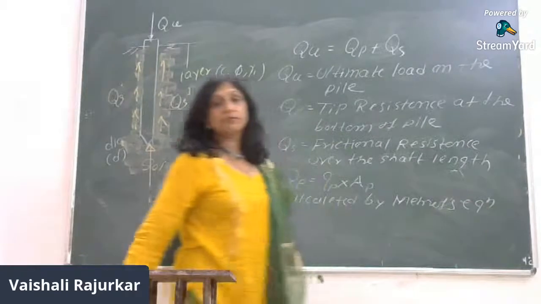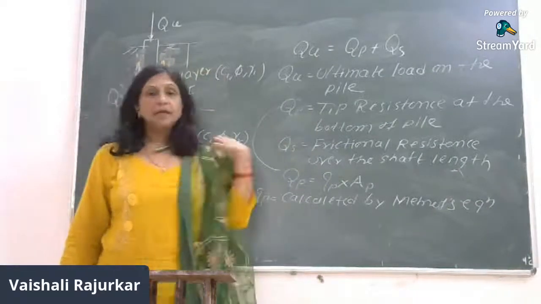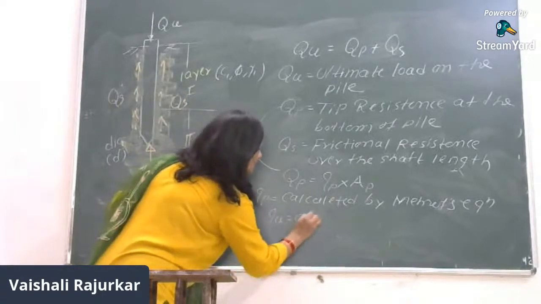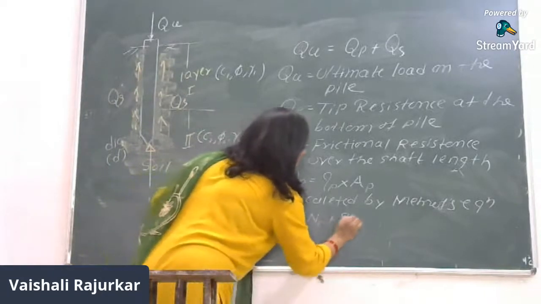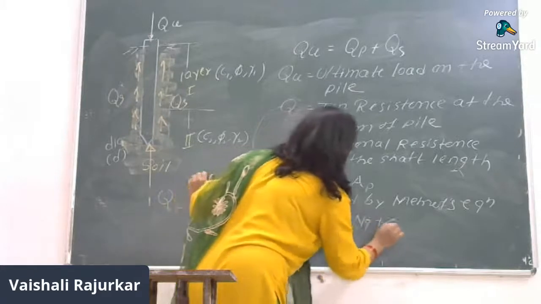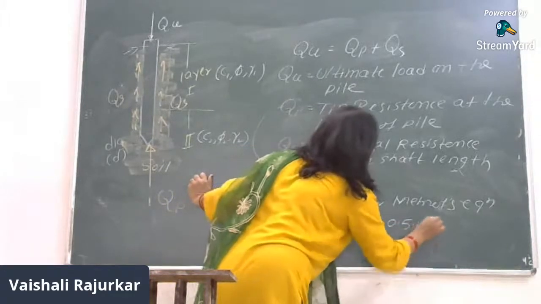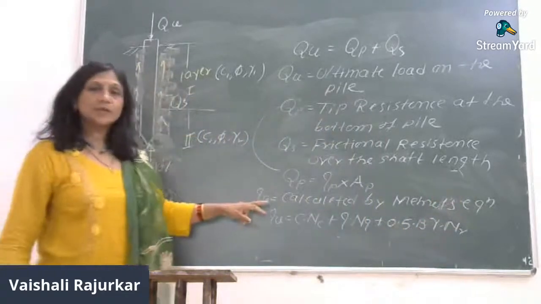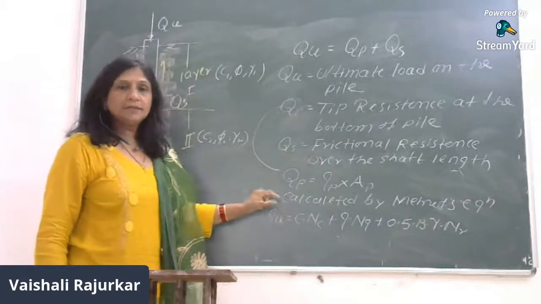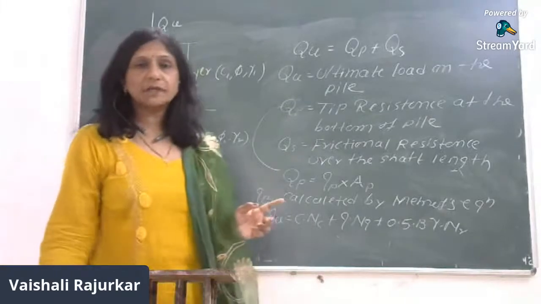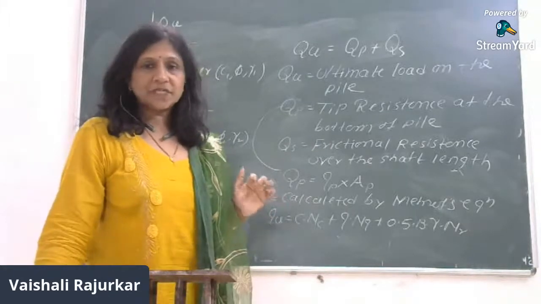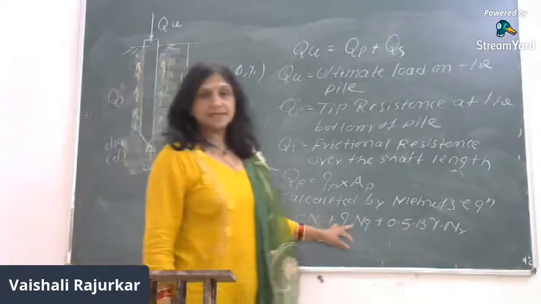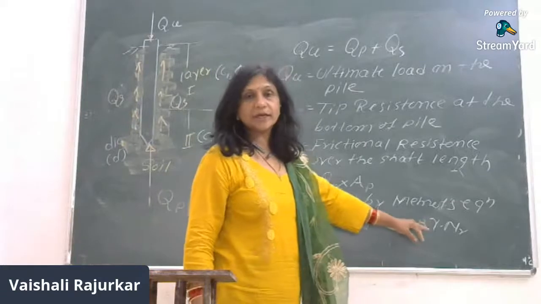What is the equation to determine the bearing capacity of the soil? The bearing capacity equation is qu equal to cNc plus qNq plus 0.5 B gamma Ngamma. This is the equation which we will use to determine the bearing capacity, as we have discussed for the shallow foundation also. So here it will be cNc, this is the cohesion component, this is the surcharge component, and this is the foundation soil component.